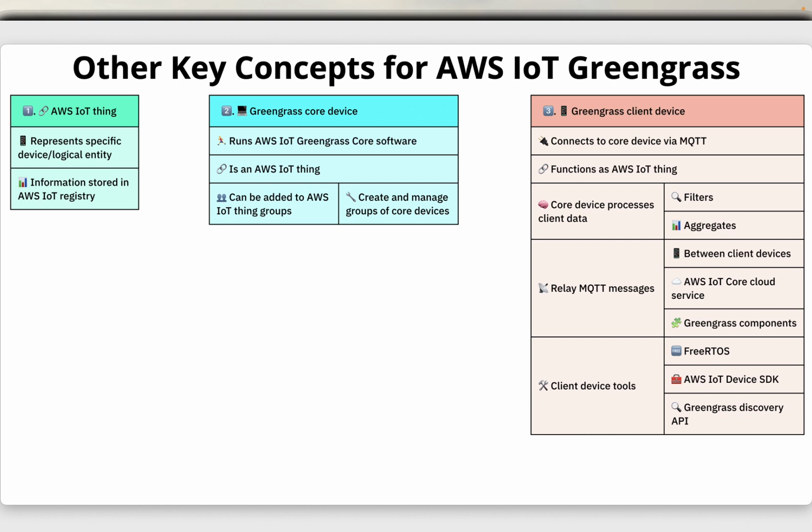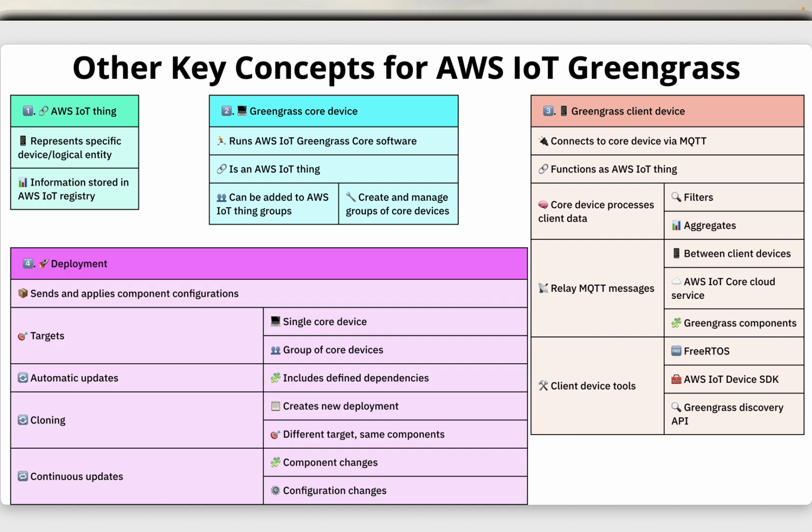Greengrass client device. A Greengrass client device connects to a Greengrass core device via MQTT, functioning as an AWS IoT thing. The core device processes, filters, and aggregates data from connected client devices. Configuration allows the core device to relay MQTT messages among client devices, AWS IoT Core cloud services, and Greengrass components. Client devices utilize FreeRTOS, AWS IoT Device SDK, or Greengrass Discovery API to access information on compatible core devices for connection.